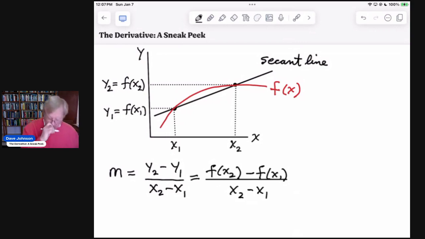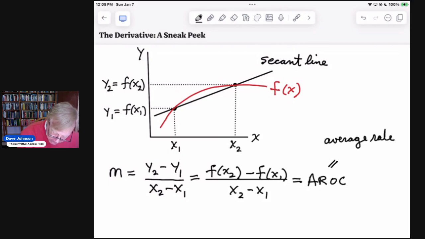Okay, now we're going to introduce a little bit more notation. And by the way, you may recognize this if you've had college algebra. This is the average rate of change. So let me just call this the average rate of change.